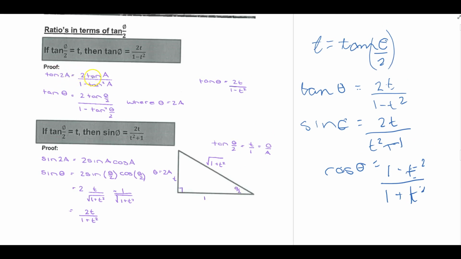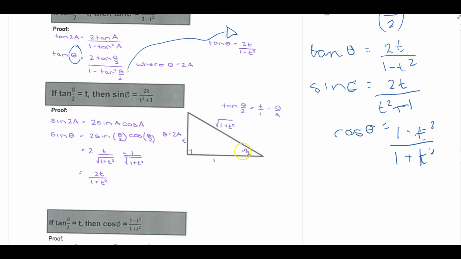So for tan 2a, why have I chosen 2a? Because 2 times theta on 2 gives me plain old theta. So if I say that 2a is 2 tan a on 1 minus tan squared a, which you know, and sub in the theta on 2, I replace that with t, and I get a rule that looks very similar to the tan double angle.